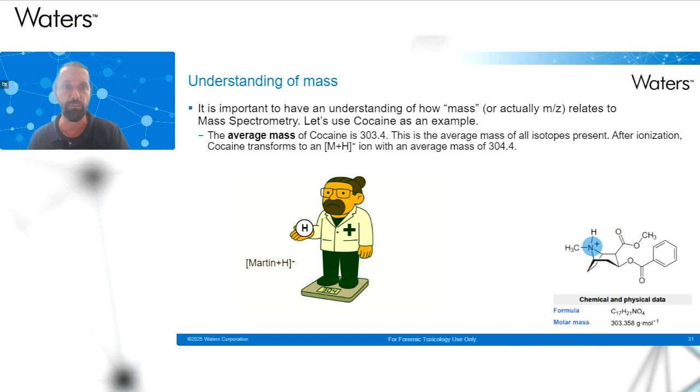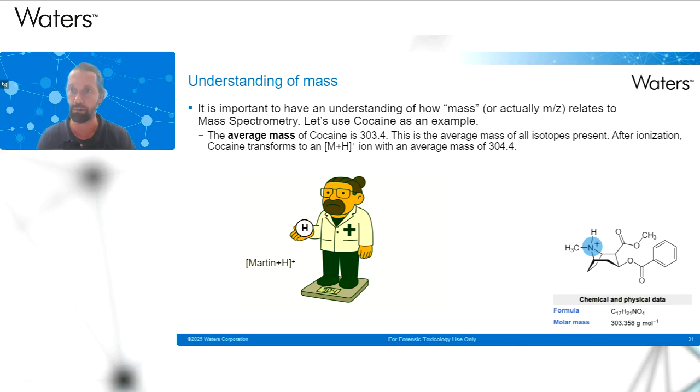Before we go into a little bit more detail, it's very important to know that for an MS to be able to measure our molecules, we need to create ions out of them. And for a typical basic drug like cocaine, we want to protonate that molecule by adding a hydrogen to the molecule. In this case, we have cocaine, neutral mass 303. After protonation, this is a mass of 304.4. But this is all about those decimal values, and they are very important.